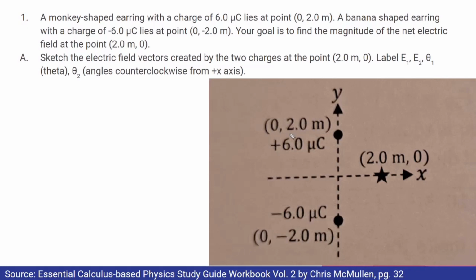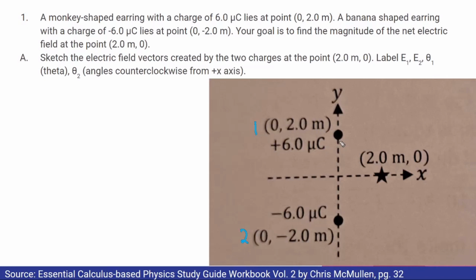To start, note that I will be using this point as point 1, or E1, and this point down here as point 2, or E2. For point 1, the charge is positive, and for point 2, the charge is negative.